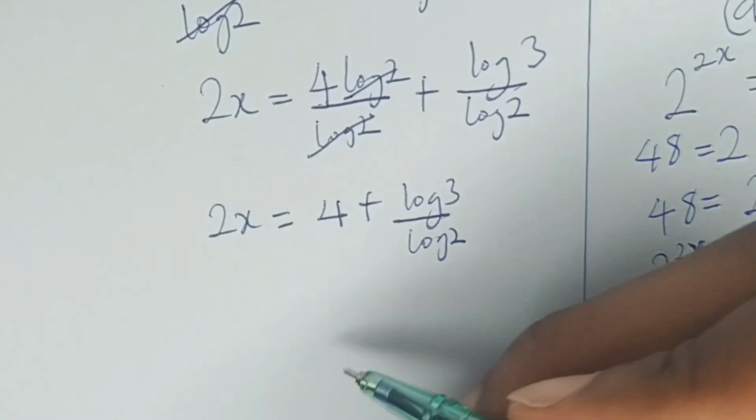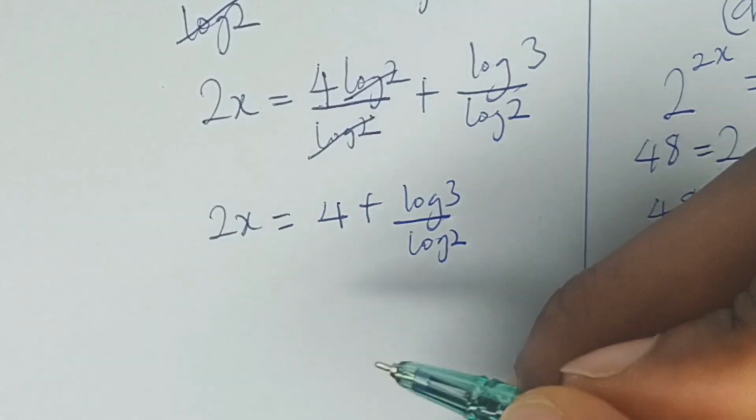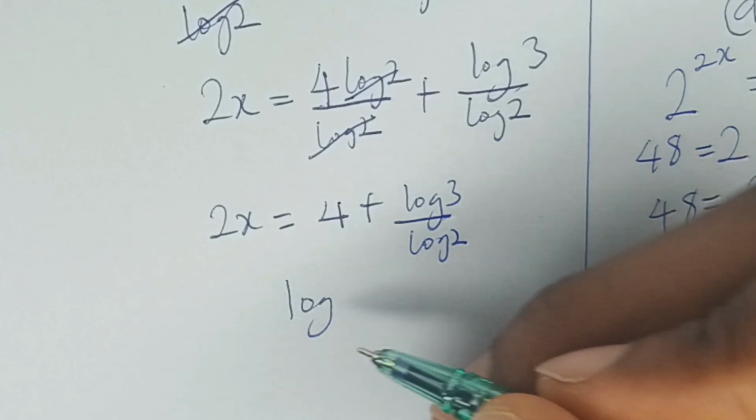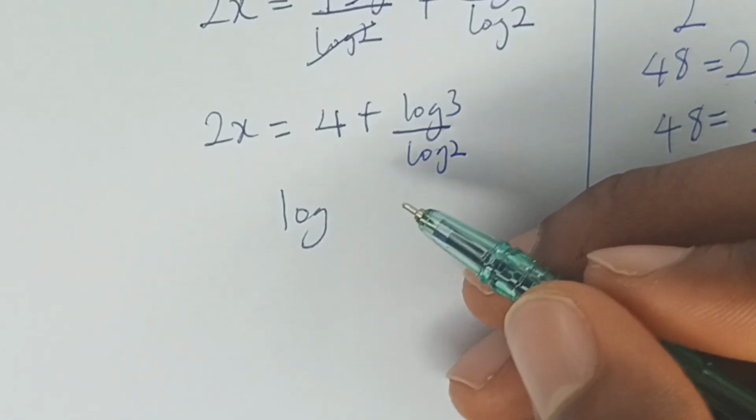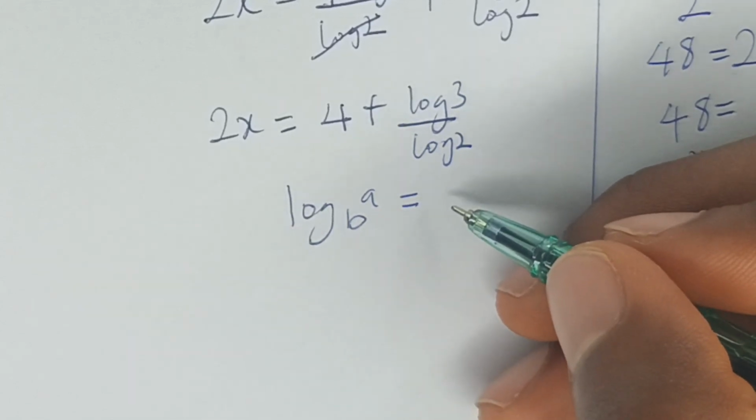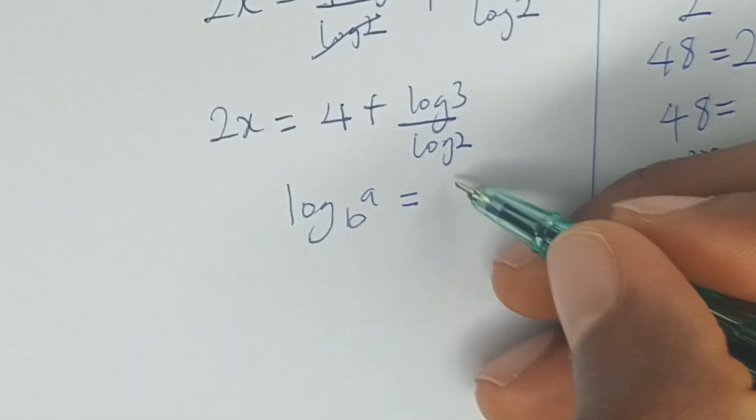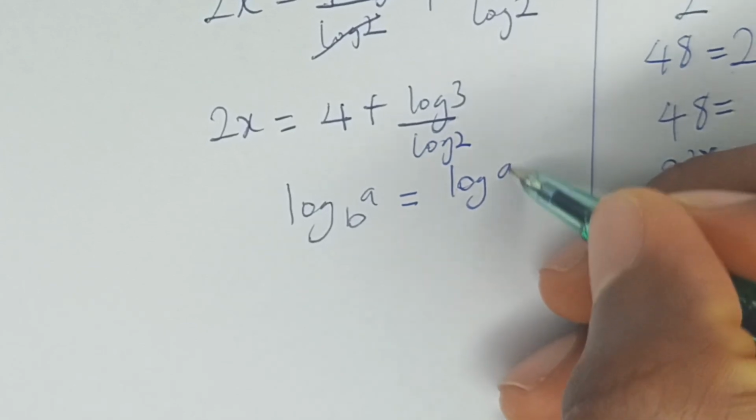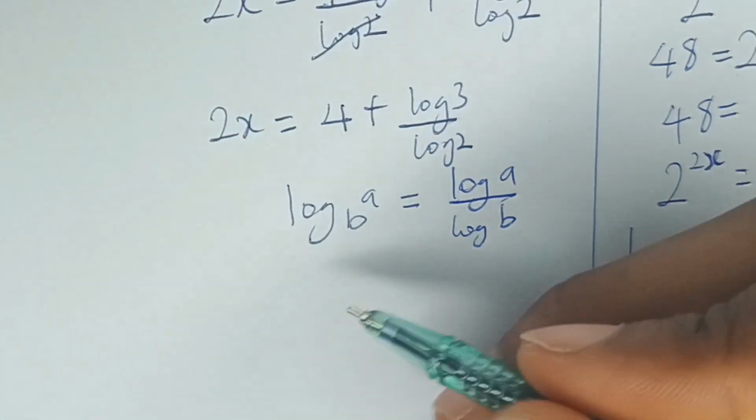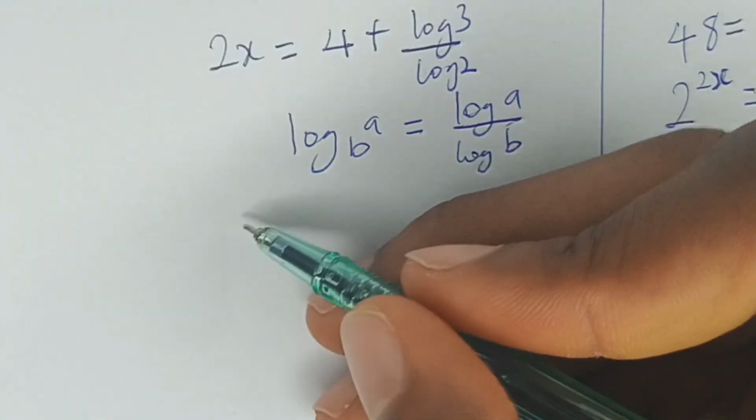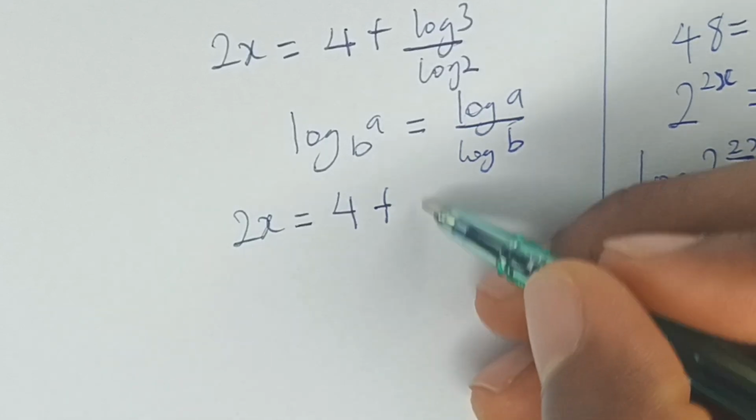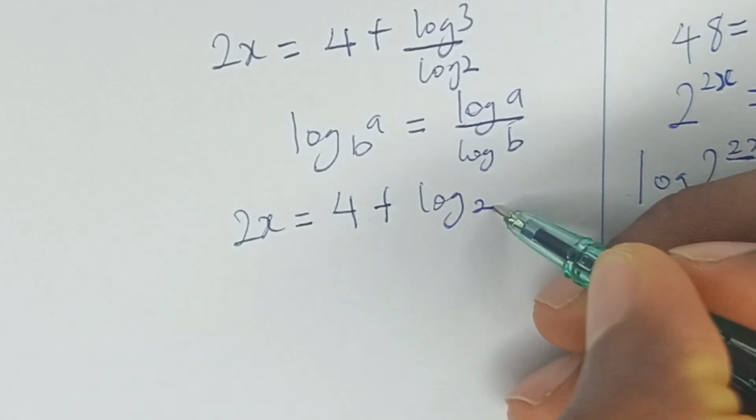Okay, now there's a law of logarithm we can also apply here. The law of change of base is what we call this. So if we have, for example, log of a to base b, maybe let's say we want to convert it to base 10, you can write this as log in base 10 of a over log in base 10 of b. Okay, so applying this here now, we're going to have that 2x becomes equal to 4 plus log in base 2 of 3.